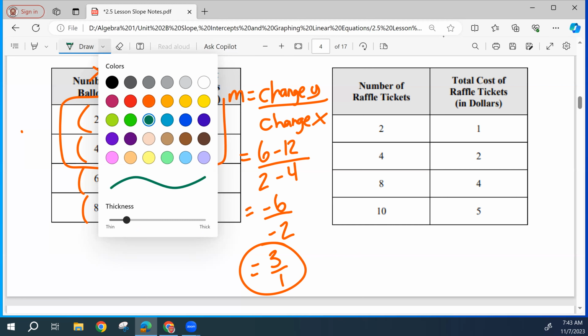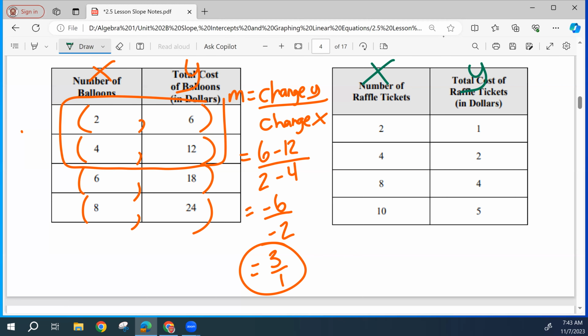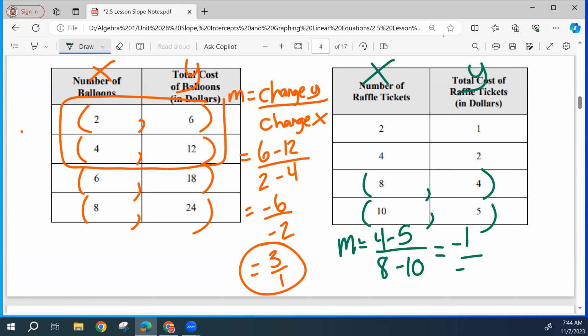Same thing in this one. X is on the left, Y is on the right. You can pick any two coordinates. I'll pick these last two just to show you that it works. My change in Y, I'm going to take my first Y, 4, subtract my second Y, 5. Then take my first X, 8, subtract my second X, 10. I get negative 1 on top and negative 2 on the bottom.